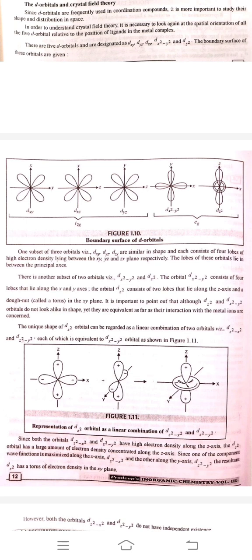There is another subset of 2 orbitals, dx square minus y square and dz square. The orbital dx square minus y square consists of 4 lobes that lie along the x and y axes. The orbital dz square consists of 2 lobes that lie along the z-axis and a donut called a torus in the xy plane. It is important to point out that although dz square and dx square minus y square orbitals do not look alike in shape, yet they are equivalent as far as their interaction with the ligands is concerned.